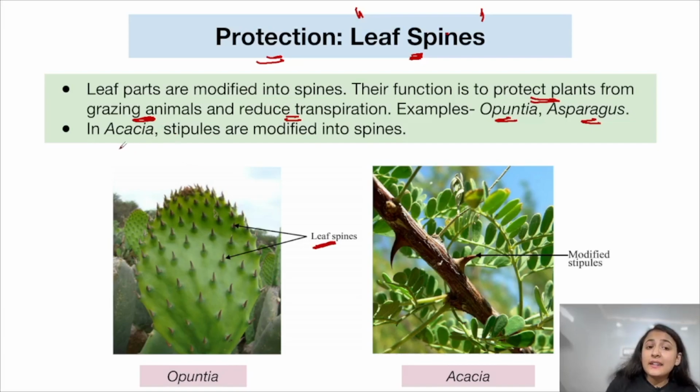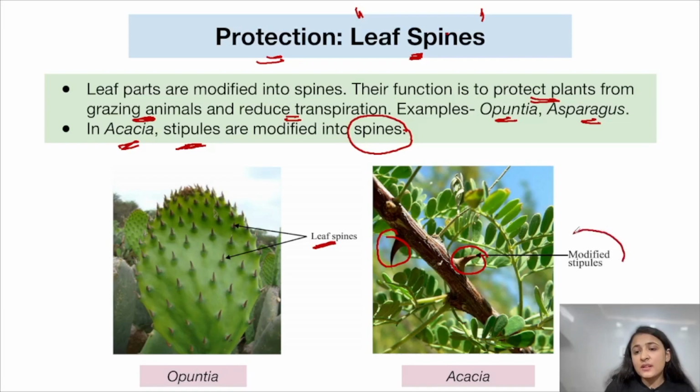In acacia, the stipules of the leaves are modified into spines. See here, these are the spines of acacia. These are not the leaves, these are the stipules which have modified themselves into these spines. This is the stipule part of the leaf. This is not the lamina part or the petiole part. This is the stipule part, which is the part of the leaf base that has modified into spine. So the example was from the acacia plant.